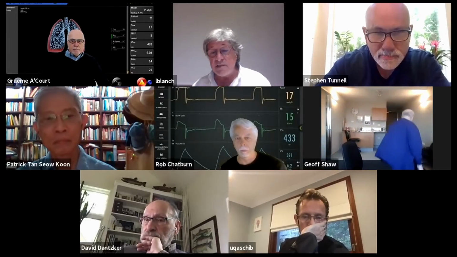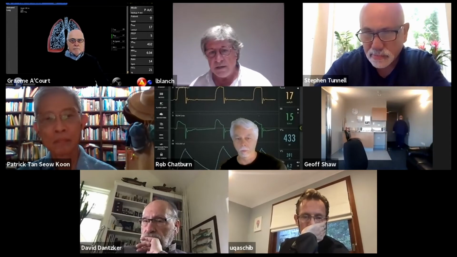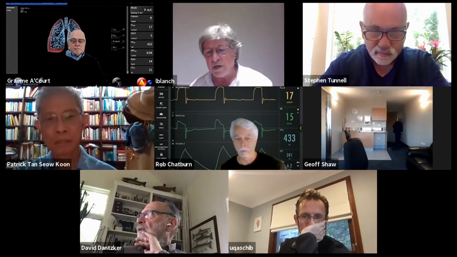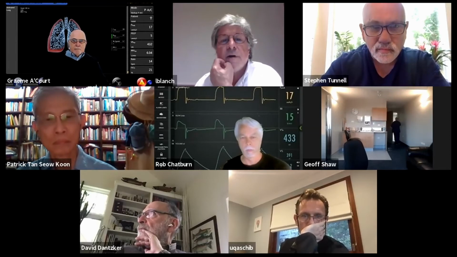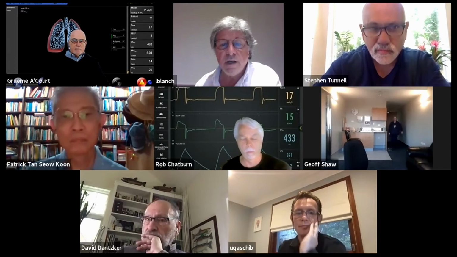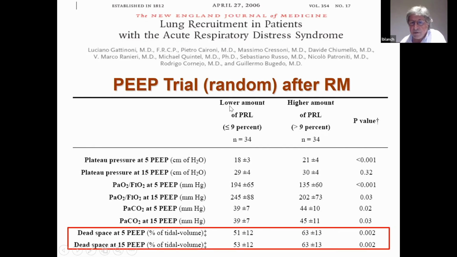It means that it is probably not useful, but it needs to be taken into account together with other parameters. The same in the big paper in New England from Luciano Gattinoni, when they study two types of patients, when there is lower amount of recruitable lung or higher amount, going from 5 to 15, almost no variation in dead space in these two groups. Again, that means that there is a lot of heterogeneity when we are studying dead space on recruitment.